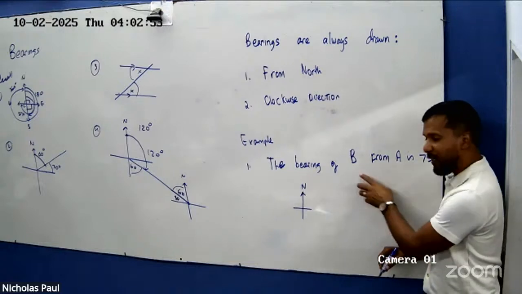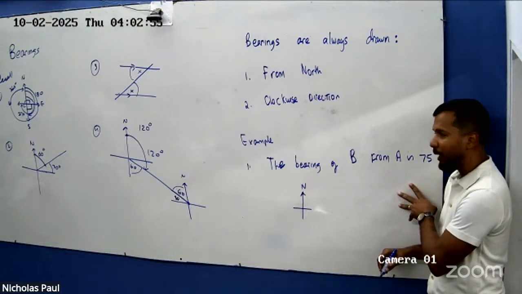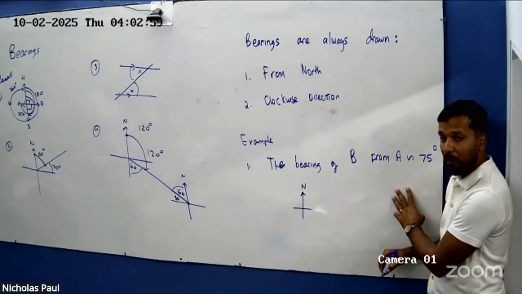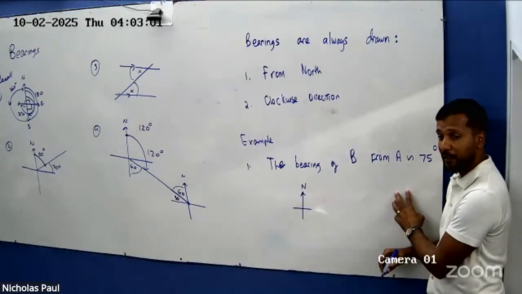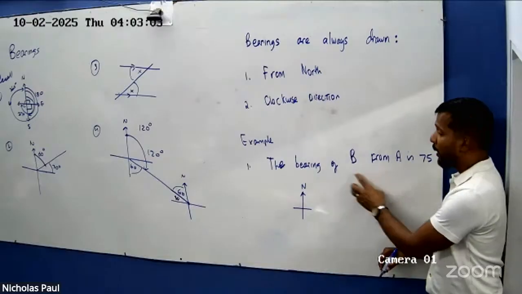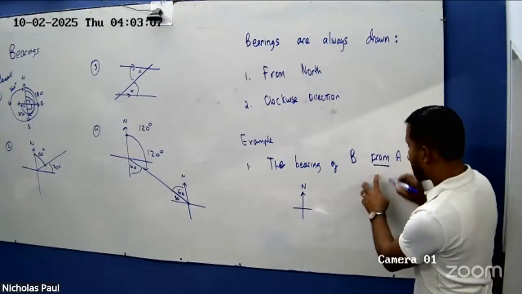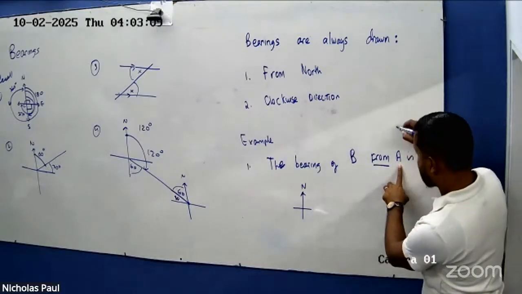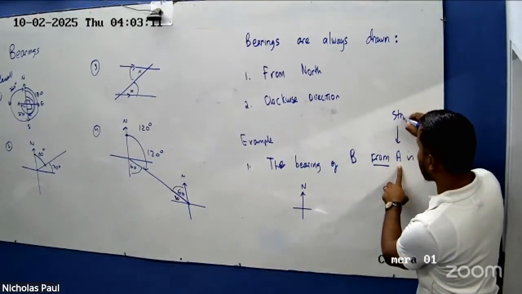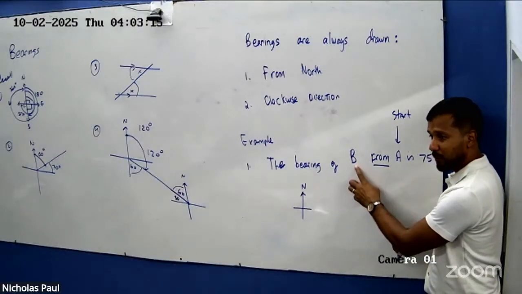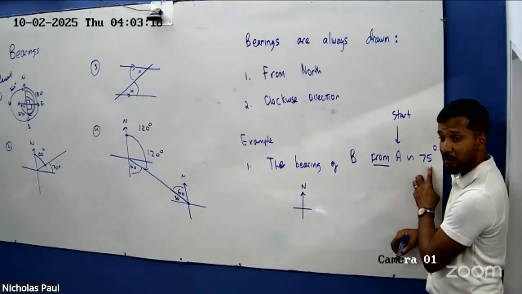So take a little read here and tell me what letter you think we're starting at. B or A? What was the key word? From. Right? The bearing of B from. So we're starting from what? Starting here, right? So we're starting at A, and we're going to B at a bearing of 75.